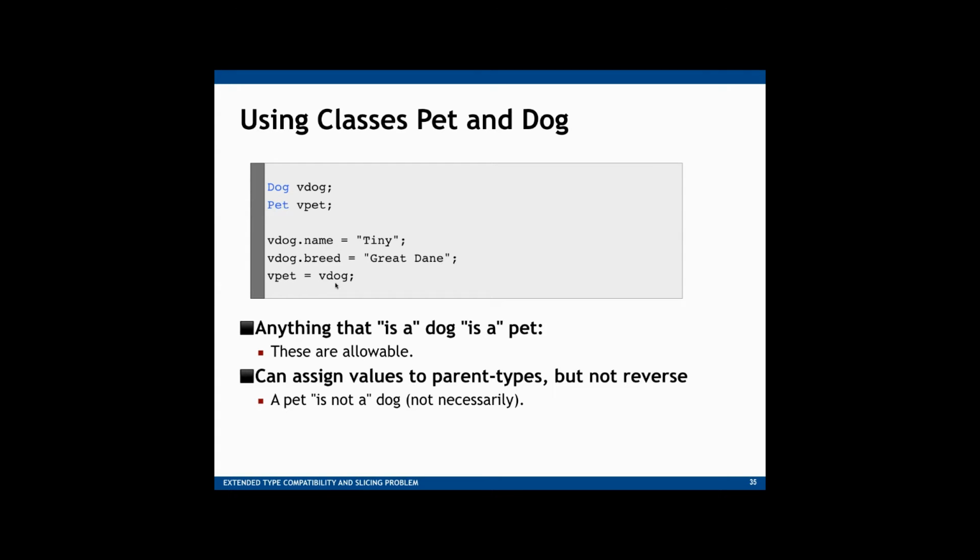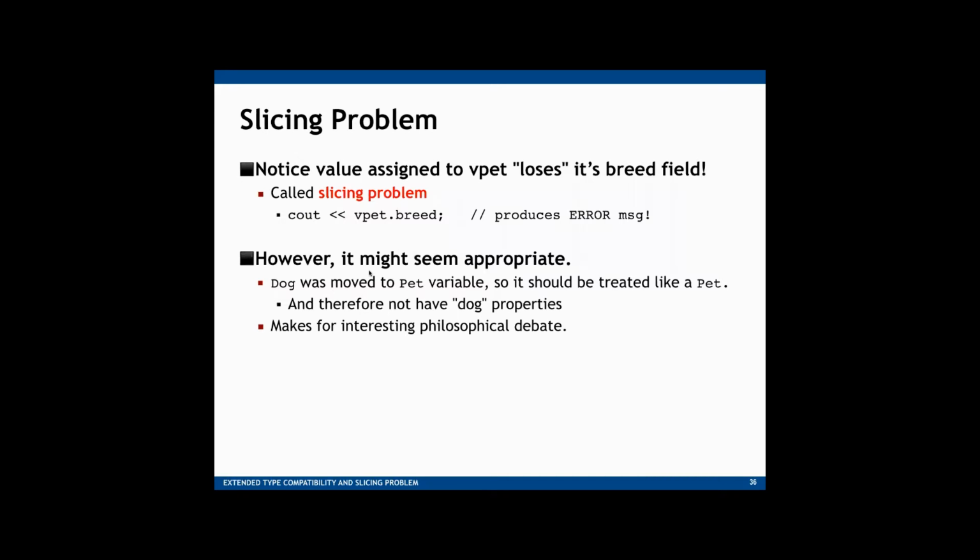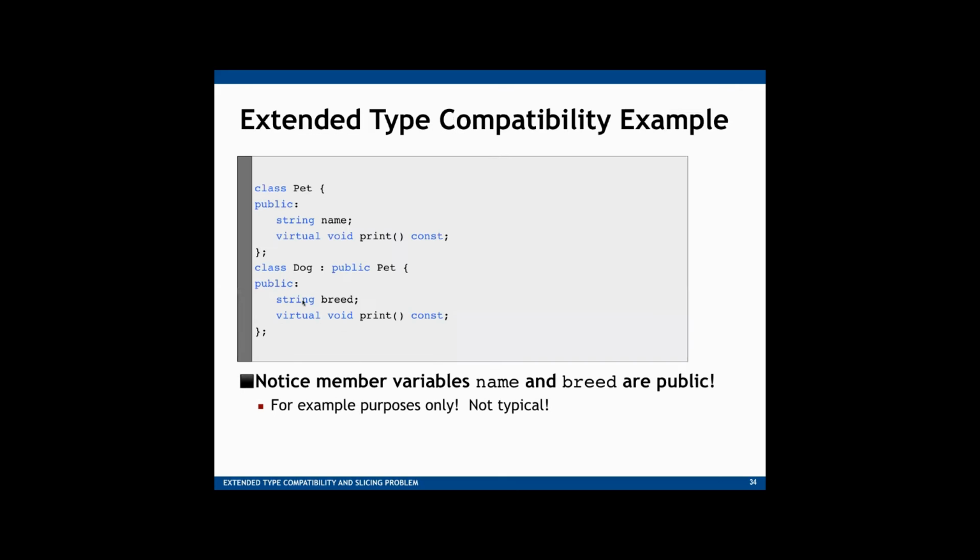So this is legal because vdog is of a derived class and vpet is of a base class. Although this assignment is allowed in C++, some of the values of the Dog will be lost if we assign this Dog object to the Pet type variable. For example, the Pet class does not have the member variable breed. So if we go back to this slide, the Pet class does not have this breed member variable. This breed member variable only exists in Dog objects, not in Pet.